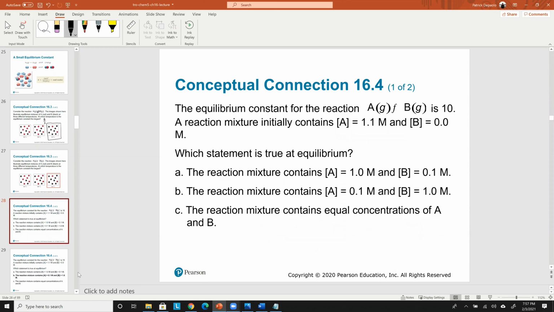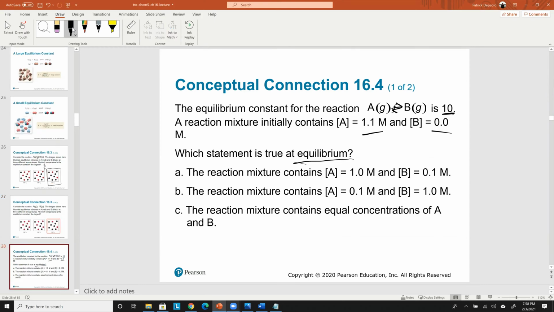Okay, so here's one that's a little bit harder. So the equilibrium constant for the reaction, again, A to B, is 10. The reaction mixture initially contains 1.1 molar of A and 0 molar of B. Which statement is true at equilibrium? So this is the initial condition. When it's done, what do you think is going to happen?